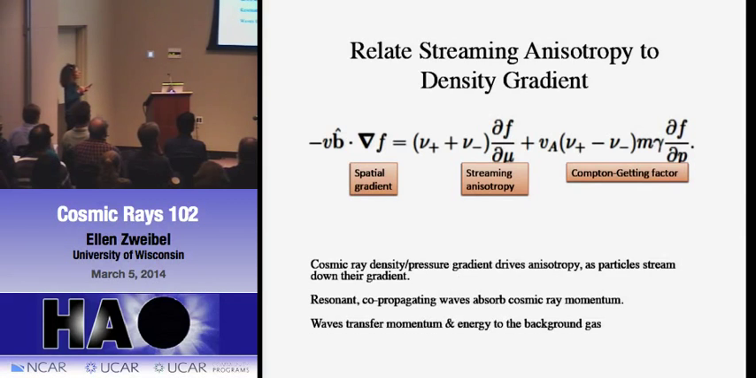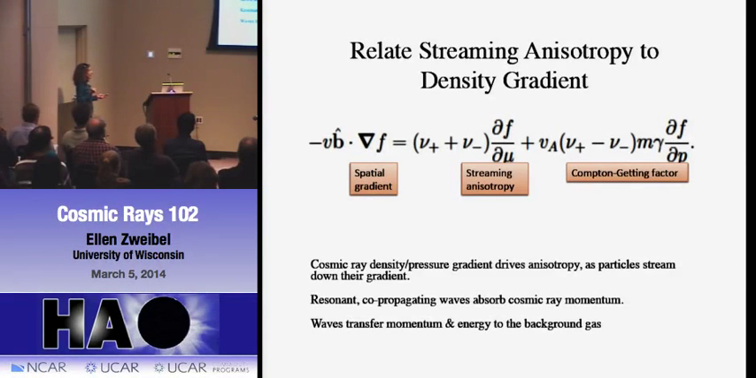The streaming anisotropy can be related to the density gradient, so the spatial gradient, times the collision frequency, again, plus and minus waves contribute, times this anisotropy factor, and this is a Compton-Getting factor which arises when we transform from the wave frame to the lab frame. So this gives rise to the following picture. The cosmic ray density or pressure gradient drives an anisotropy because particles tend to stream down their gradient.